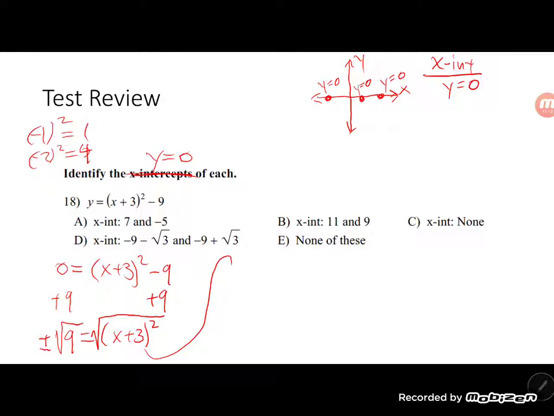So I'll go ahead and keep on solving it over here. Now I'm just going to rewrite my plus and minus. I don't change that part of the equation. And I see square root of 9, and I ask myself, can I simplify that? Well, square root of 9, that's pretty simple. I can write that as 3.